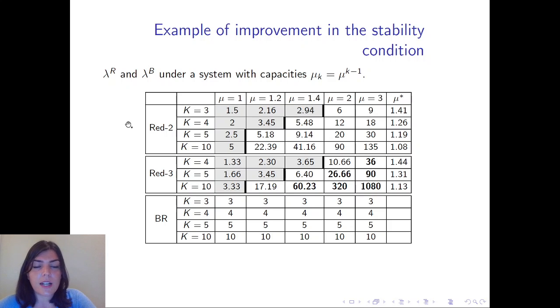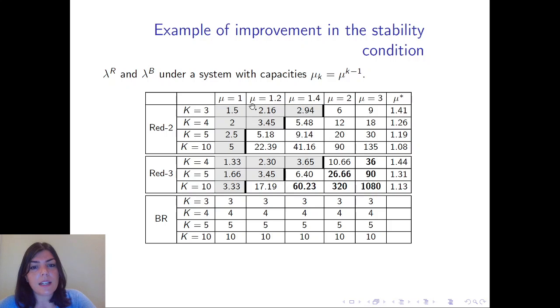First, for a given number of copies D, for example redundancy 2, we observe that the value mu star decreases as the number of servers K increases. So this means that as the number of servers increases, the heterogeneity that is needed so that the stability condition under redundancy is larger than under Bernoulli routing is going to decrease.